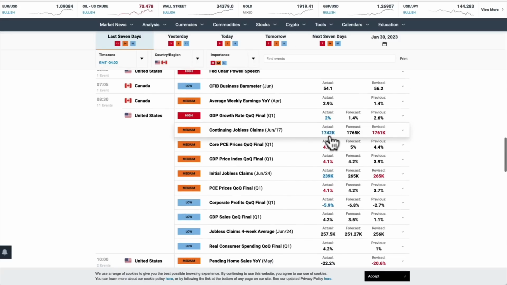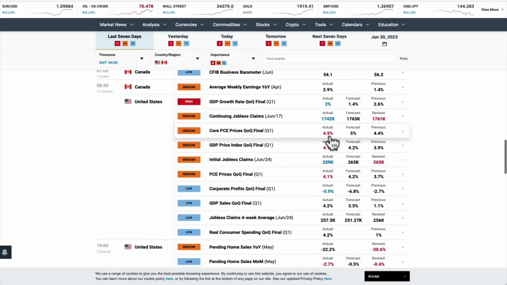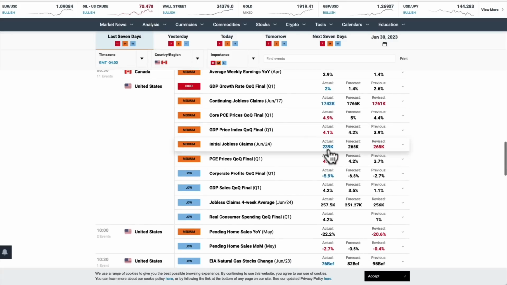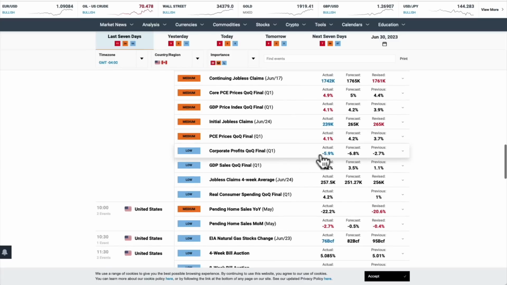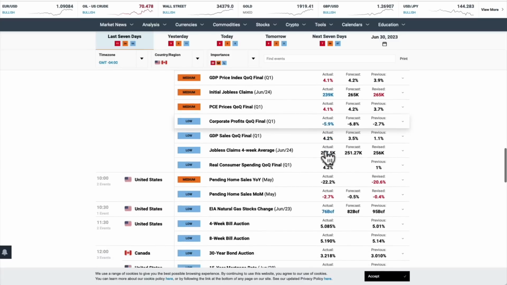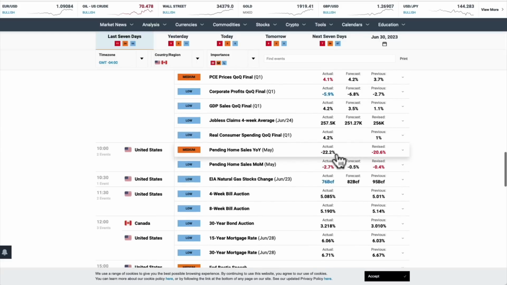Continuing jobless claims came in lower than expectation. The core prices, the GDP deflator, came in lower than expectations as well. Initial jobless claims came in lower than expected. Corporate profits, negative 5.9, but we were expecting negative 6.8. Pending home sales year over year, we would expect that, and month over month.